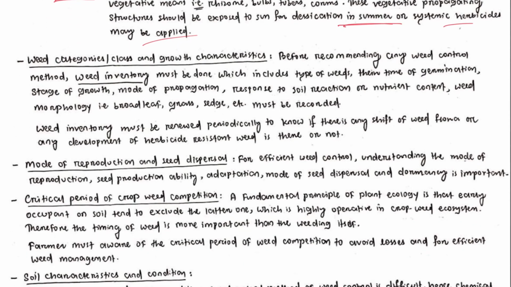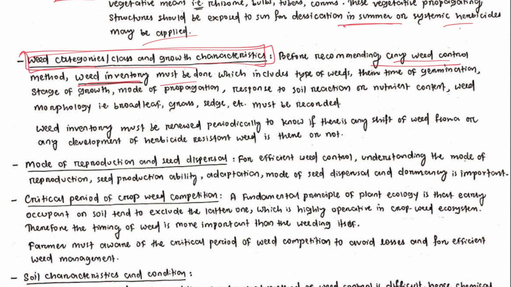Then weed characteristics. What are the weed characteristics and growth behavior of the weed? Based on that, weed management will also differ. So that is another principle of weed management. Before recommending any weed control method, we need to take an inventory of the weeds first. What type of weed is prevalent, or what are the characteristics of the weed? Suppose this is a narrow leaf weed or a broad leaf weed.